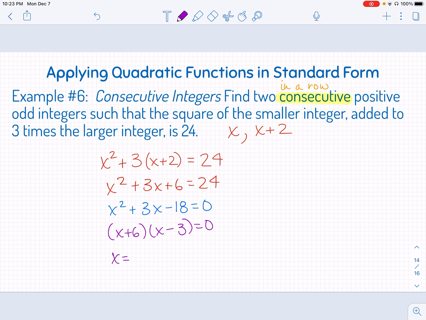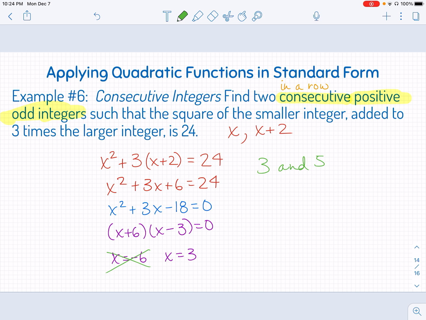So then I get x equals negative 6 and x equals 3. Now, in my description, it specifically said that I was looking for 2 consecutive positive odd integers. So that means I can rule the negative 6 out. And I can say, well, if x is 3, then the next integer after 3 that is also odd would be 5. So my 2 numbers are 3 and 5.